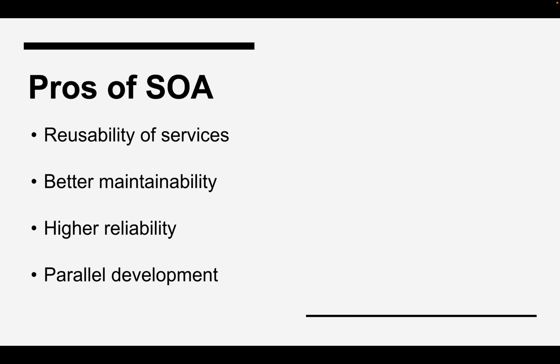Also, this architecture has a higher reliability because all your services are separate, of course. If one service for some reason shuts down or has an error in it, this error will not necessarily crash your entire system. So the system as a whole can still be functional. And it's possible to have a parallel development. You can develop different services with different teams at the same time.